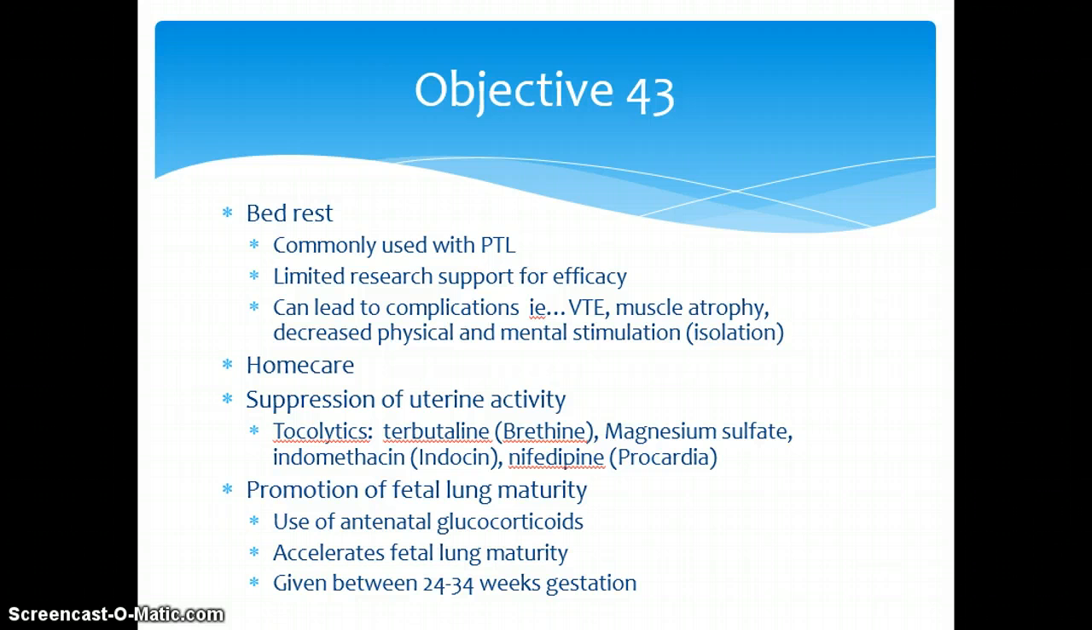With bed rest, there are some things that can happen with home care. With home care itself, the patient can have a nurse come in and monitor for uterine activity. She may also have some telemedicine where she can hook herself up to monitor contractions, and those are recorded over the phone, and the physician can see that. There can also be use of medications for suppression of uterine activity. We use tocolytics for that, including terbutaline, which is known as Brethine, magnesium sulfate, indomethacin, which is Indocin, and nifedipine, which is Procardia.